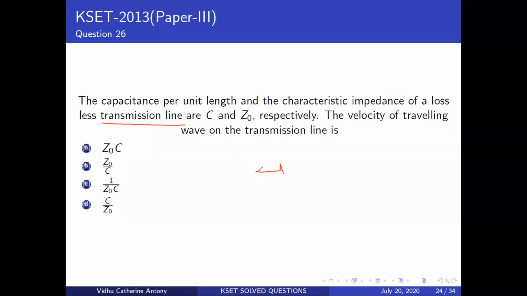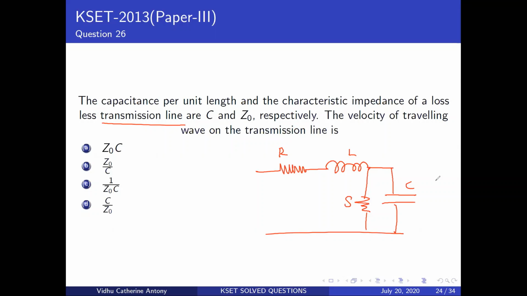Let's draw a resistance first, called R. I've got an inductance here, L. I've got a capacitance here, and then a shunt resistance, and this is how my transmission line looks. So this is the circuit for my transmission line. Let me write this as G. Now, how can I write the impedance for this? Z0 is equal to the root of (R plus j omega L) divided by (G plus j omega C).